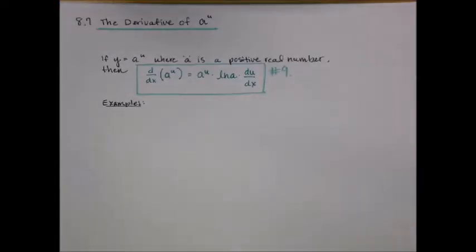These notes are for AP Calculus AB. This is objective 8.7, where we'll be talking about the derivative of a to the power u.